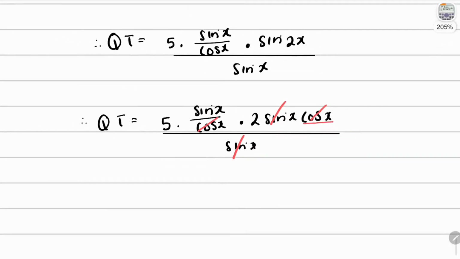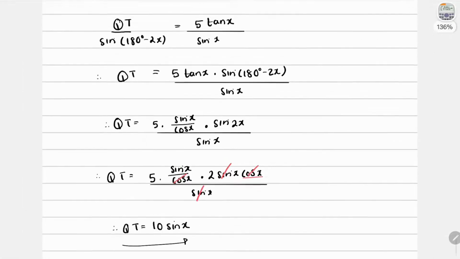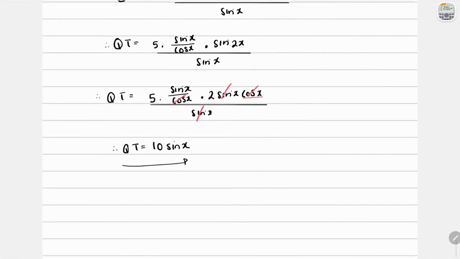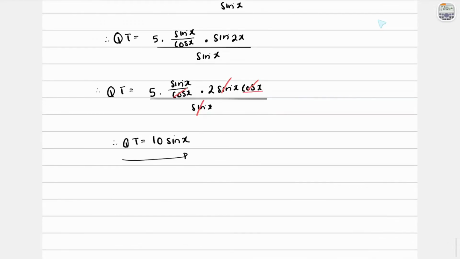And all we have left is that QT is simply equal to, we have 5 multiplied by 2, which is 10. And then the only thing left in the numerator is the sine x. So 10 sine x, just like they said QT would be equal to. So QT is equal to 10 sine x. Moving on to the next question.